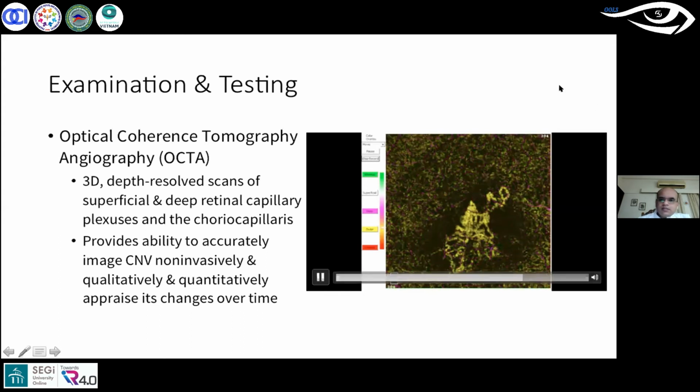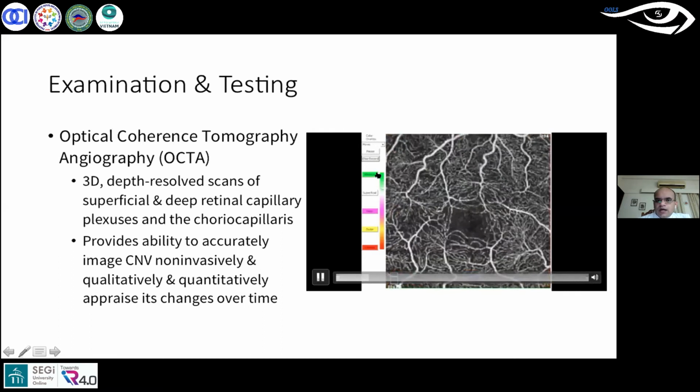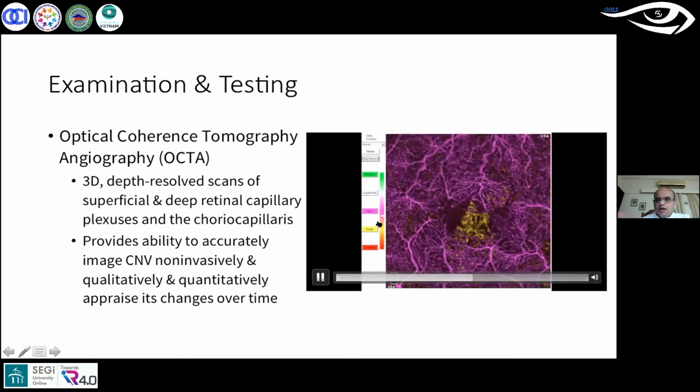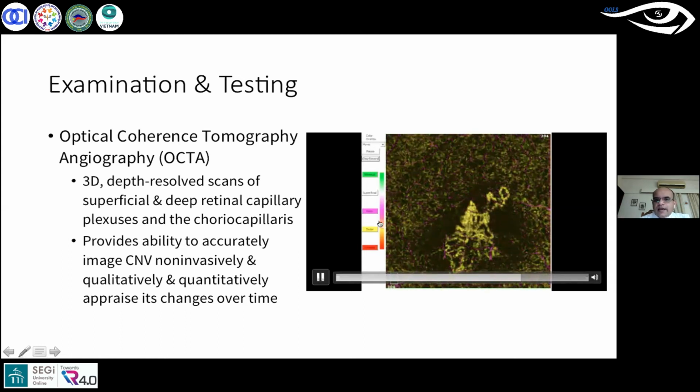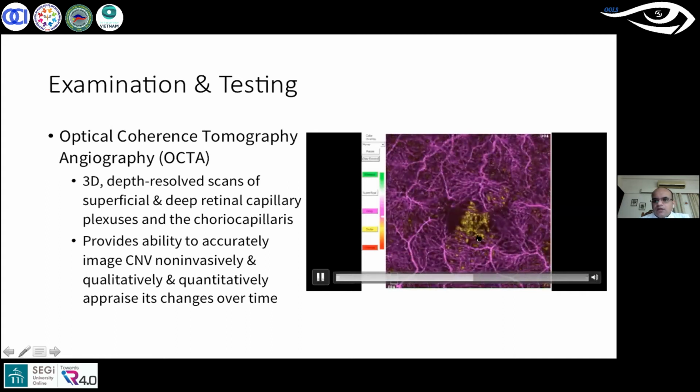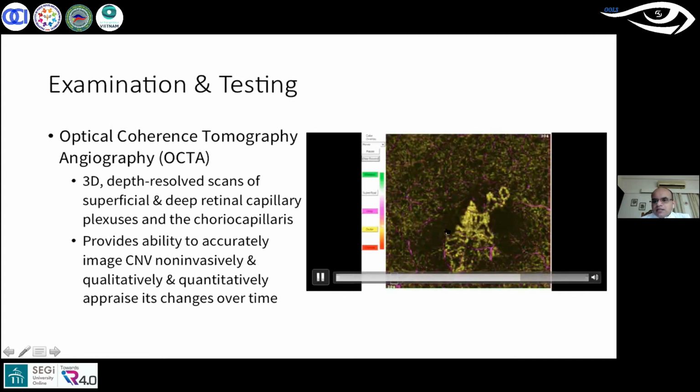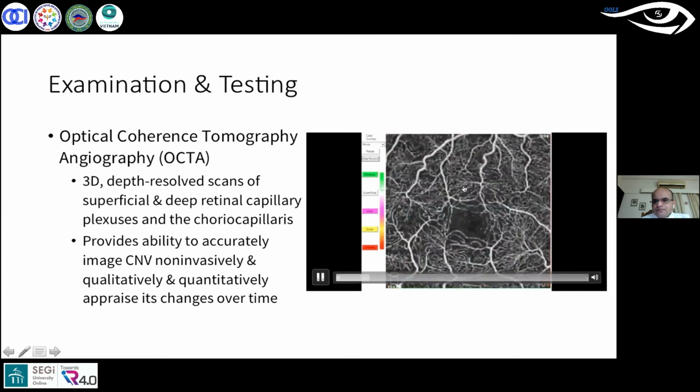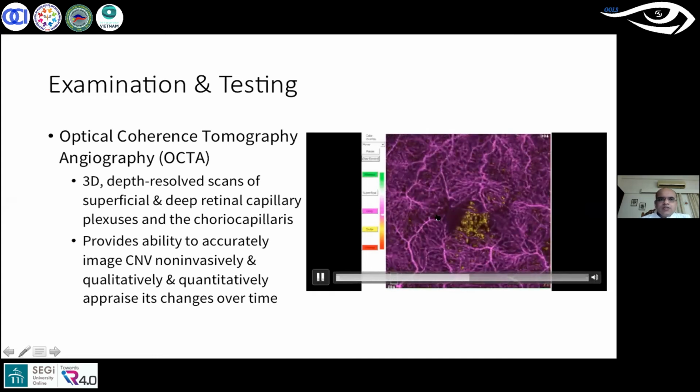So if you look at this video over here, you see how when it's going down, the arrow here shows you the various layers that are being imaged in this OCT angiography. As you go towards the outer layers, you will see that initially the picture appears absolutely normal, but then as you go deeper, towards the choriocapillaris, you see this entire network forming over here of the choroidal neovascularization, and this is what is responsible for the damage in these patients.